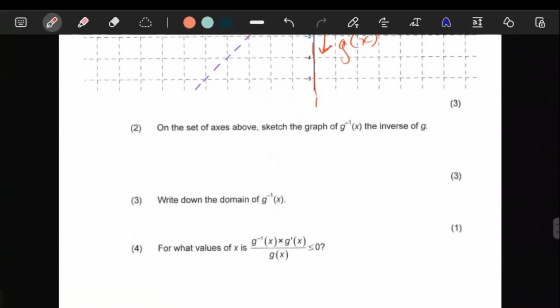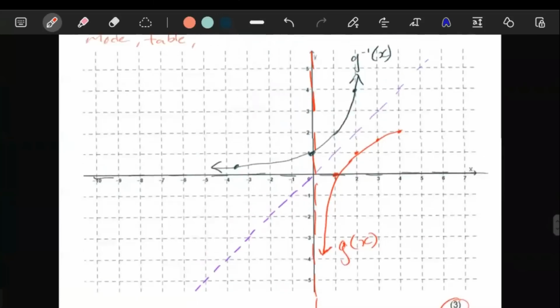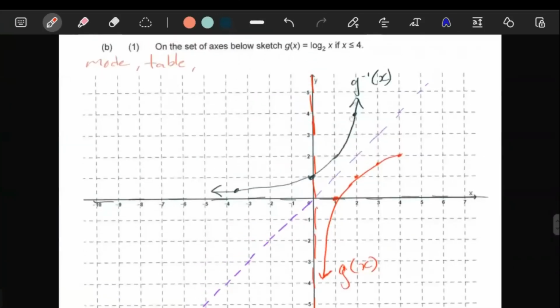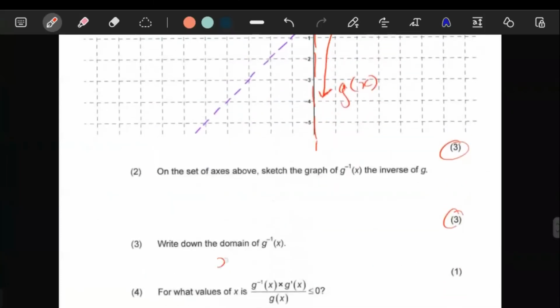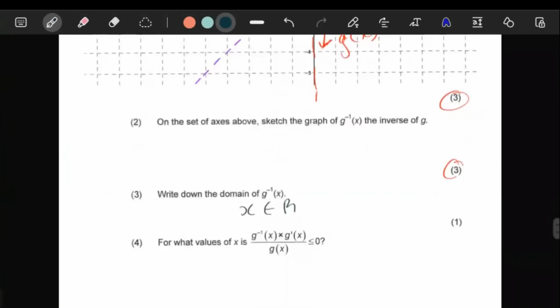Okay, yeah, we did this. So it says write down the domain of the inverse. So remember, the domain is the x values that your graph goes to. From left to right, there's nothing that is restricting your graph. So you can say domain x is an element of R, meaning it has all the x values that are there in the world.